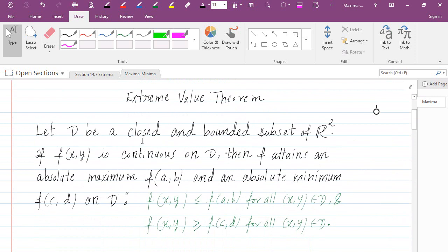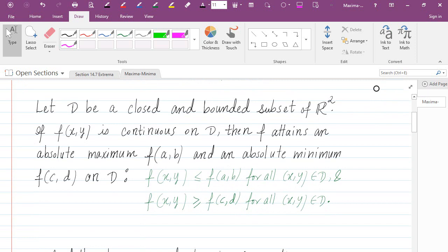If D is a closed and bounded subset of the 2 space, and if the function f of xy is continuous on D, then f attains an absolute maximum f of AB and an absolute minimum f of CD on D. That is, f of AB is larger than f of xy for any xy in D, and f of CD is less than f of xy for any xy in D.